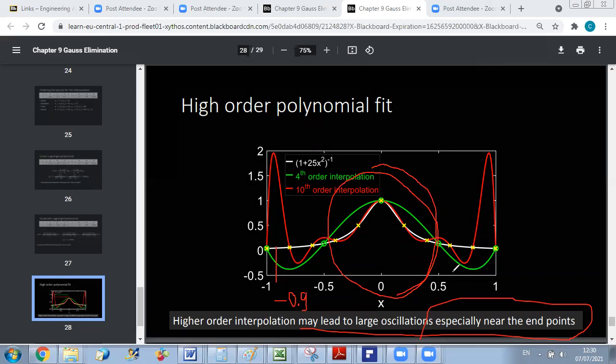If you are sure of this, yes, it's a good strategy, but here they told you it may lead to large oscillation near the end points in general, but we cannot be sure. Sometimes you can also have oscillatory behavior in between. It depends on the function you are using.